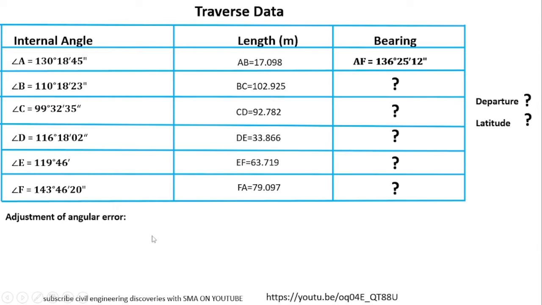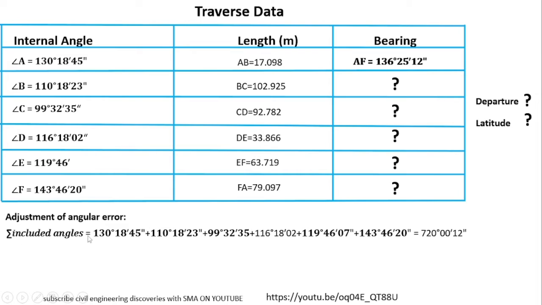So for the adjustment of angular error, the summation of included angle is equal to the sum of the included angles A, B, C and D and so on. The theoretical sum of included angle is equal to (2n minus 4) multiplied by 90, where n is the number of internal angles given. There are 6, so we write 2 multiplied by 6 minus 4, multiplied by 90. So the theoretical sum of included angles is equal to 720 degree.